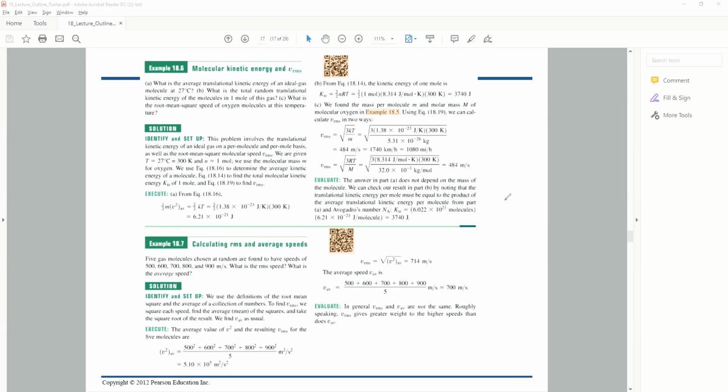The average speed is just the average of those values, while your RMS is different, so it is heavier in its value, so it is more accurate in terms of computing the speed of certain molecules.